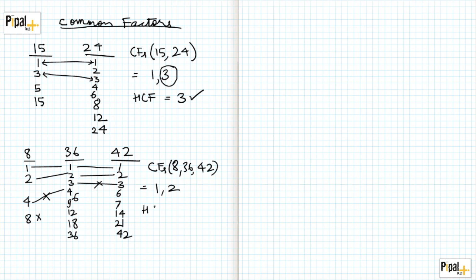So what is the HCF? The HCF of 8, 36 and 42 is 2, because it is the largest of all the common factors that we've been able to list, right?